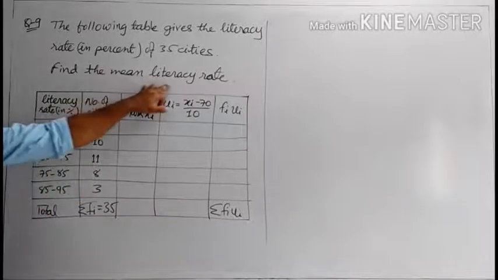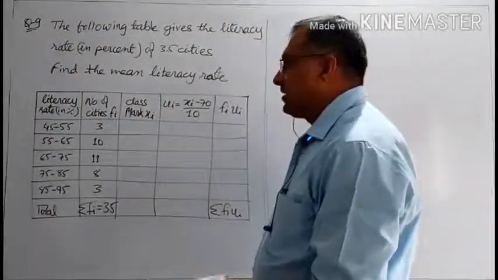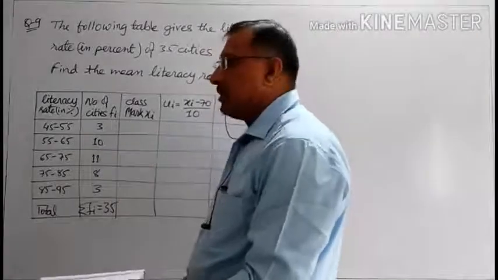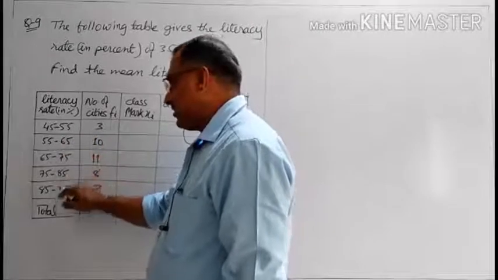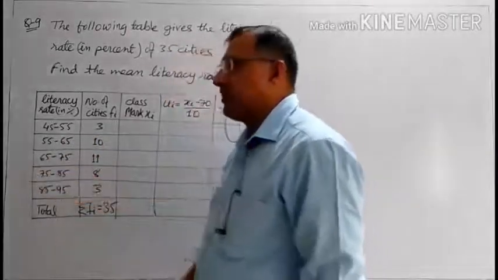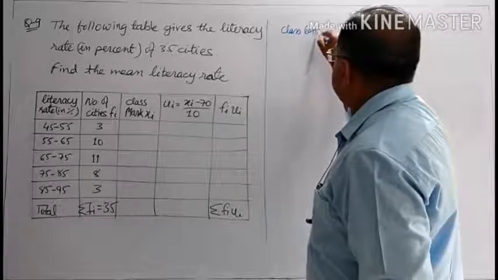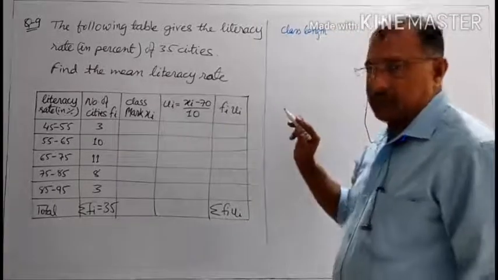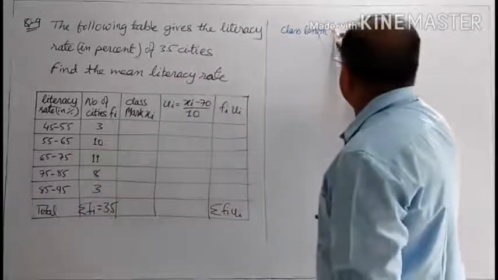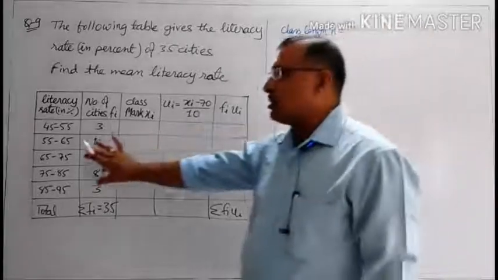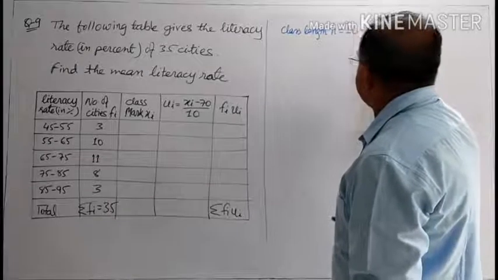Now our question is to find the mean literacy rate. Here you see the class length is equal, as the class width is the same. You can see 55 and 65 difference is 10, 85 and 95 difference is 10, 65 and 75 difference is 10. So the class length or class width, h, is the difference between 2 consecutive upper boundary points or 2 consecutive lower boundary points, which is 10. So here the class length is 10.